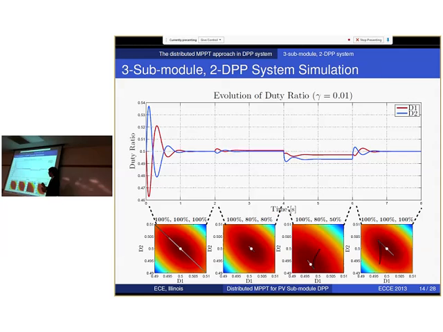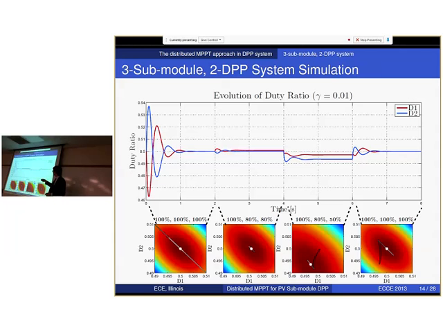In this case, between time 0 and 2 seconds, we have 100% insulation. And from the 2nd second to the 4th second, we have 80% normalized insulation. So this is an insulation step change that happened at the 2nd second, the 4th second, and the 6th second. And shown here is the actual trajectory of the duty ratio as the algorithm evolves.